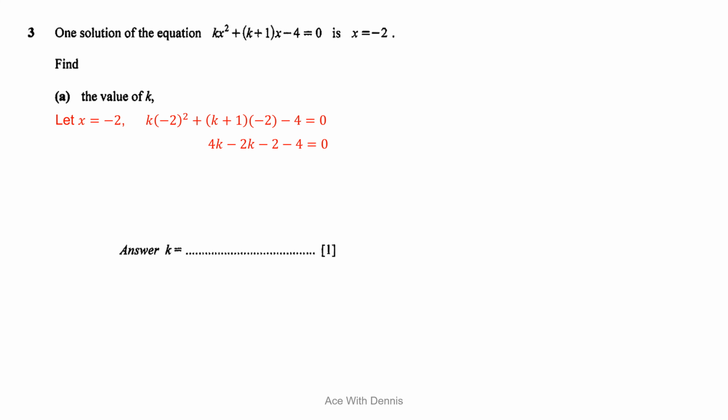Then we solve this equation. 4k minus 2k minus 2 minus 4 equals 0. 2k minus 6 equals 0. 2k equals 6, hence k equals 3. So k equals 3 is the final answer.